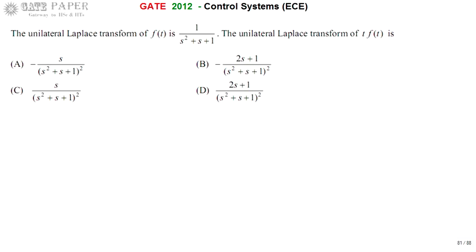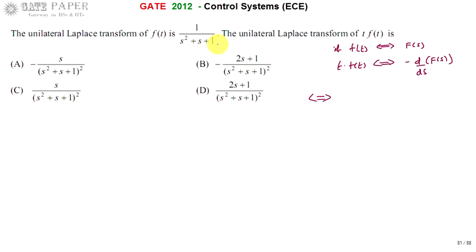Now we know the Laplace transform property. If f of t has the Laplace transform F of s, then t into f of t can be obtained by the negative differentiation of F of s with respect to s. So minus d by ds of F of s. Now we will calculate this.